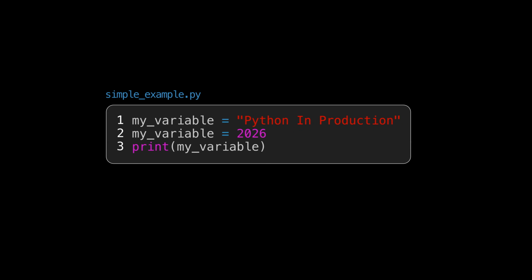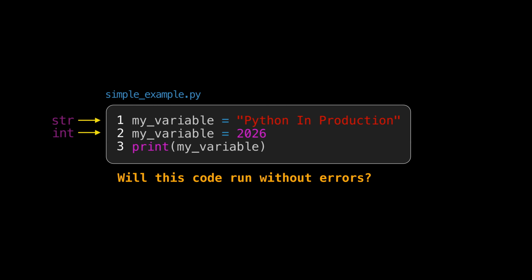This Python code assigns a string to a variable, then assigns an integer to the same variable, and finally prints its value. What do you think will happen if we run this? Will it run without errors?